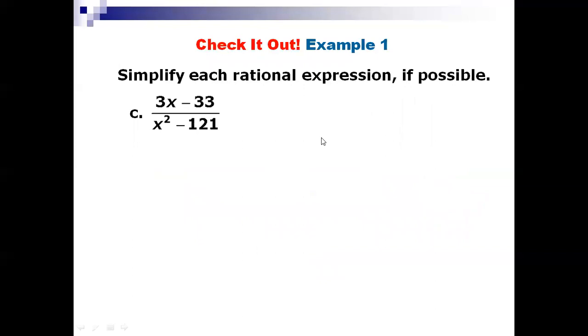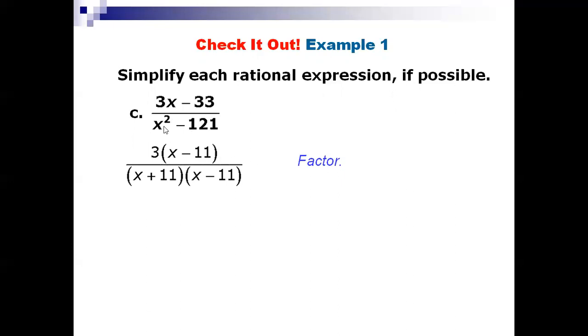Next example. Simplify each rational expression and then, if possible, first step, we need to factor out. So the expression is 3x minus 33 over x squared minus 121. So is x common here? It's not. So what is the common monomial factor here? That's 3. So we can take out 3. Taking out 3 here, we will have x. How many 3 are there in 33? We have 11. So in numerator, the factored form would be 3 times x minus 11.